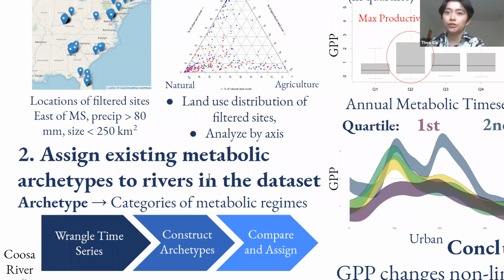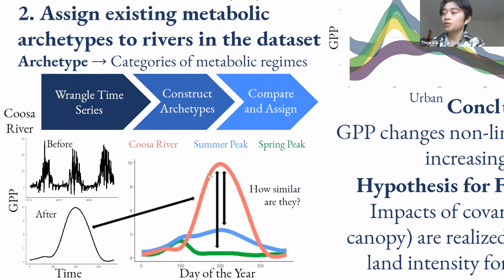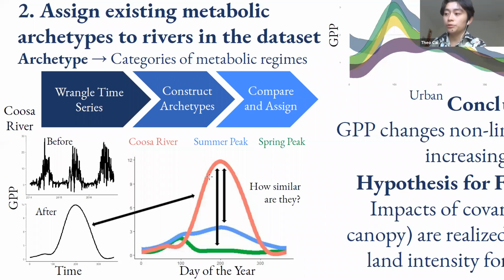Next is assigning existing metabolic archetypes to rivers in our data set. In a 2019 research paper, Dr. Phil Savoy and a few others took 47 rivers and tried to categorize them based on their metabolic behavior over the course of a year. The categories that they identified are what we are referring to when we say archetype.